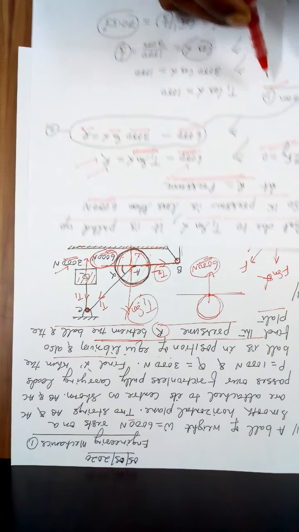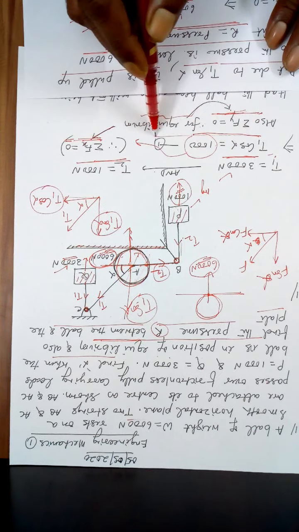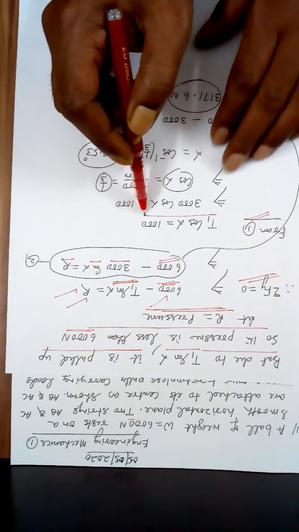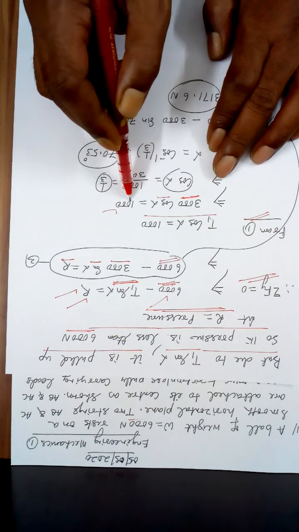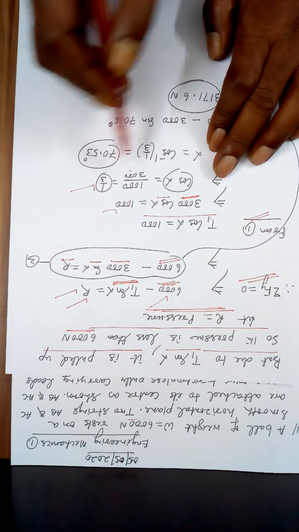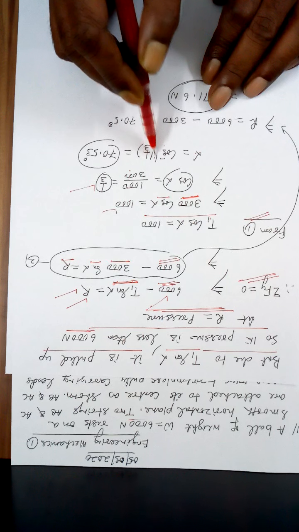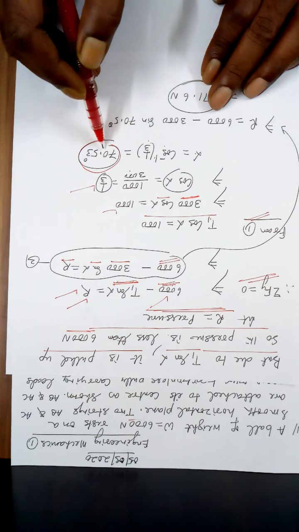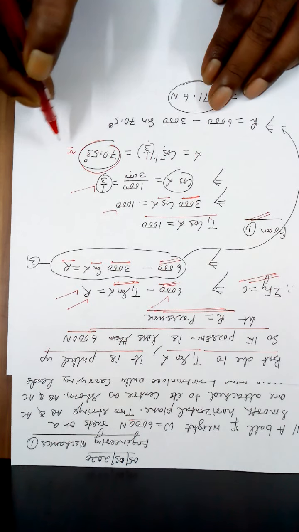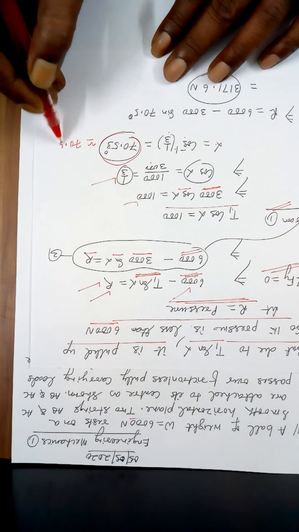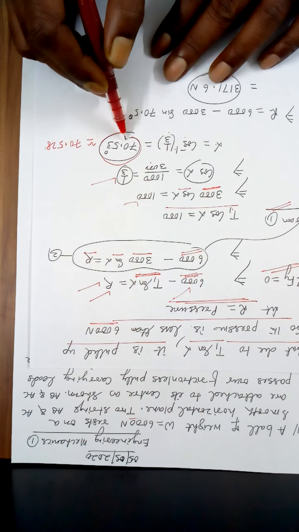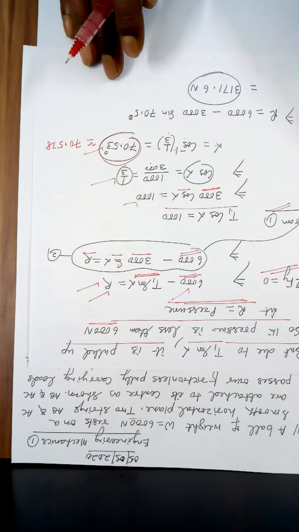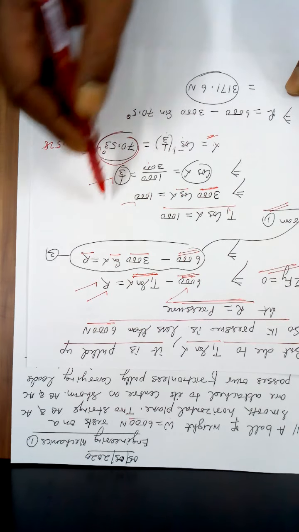Now from 1, let us find out. From 1, T1 cos alpha is 1000. So T1, I explained, is 3000, so 3000 cos alpha is 1000. 3 comes to this side, 1000 over 3000, 1 by 3. Put it in a calculator. So alpha is equal to cos inverse 1 by 3, and this comes out to be nearly 70.53. You need a scientific calculator. This comes out to be 70.528 something, so it is nearly 70.53 degrees.